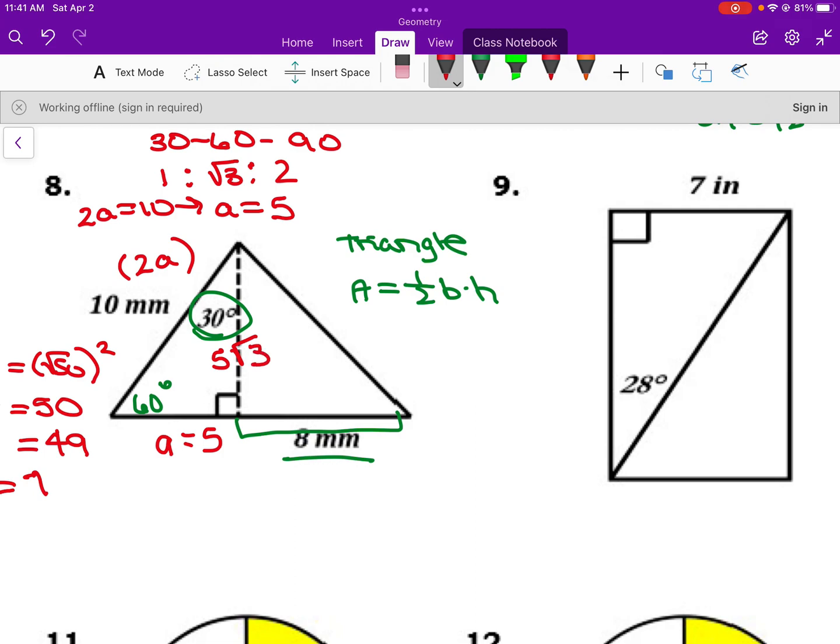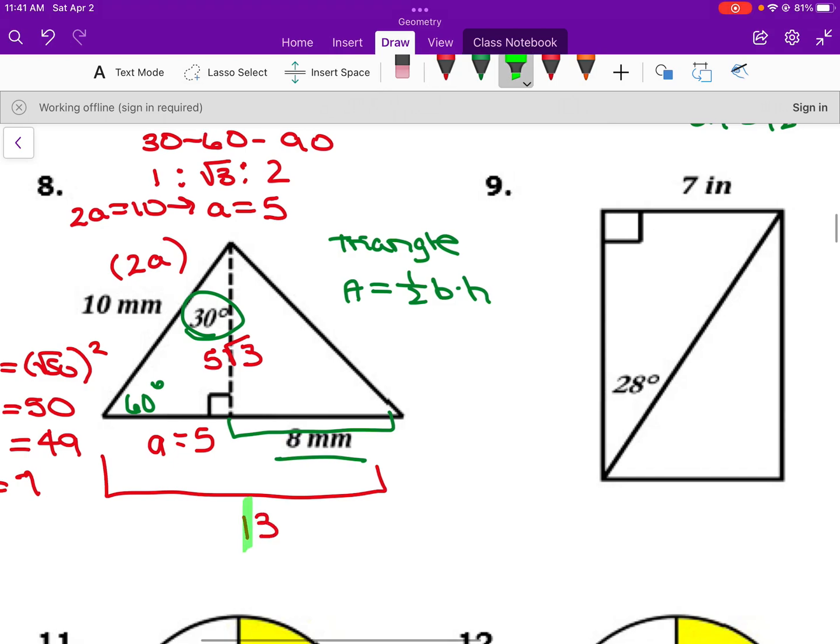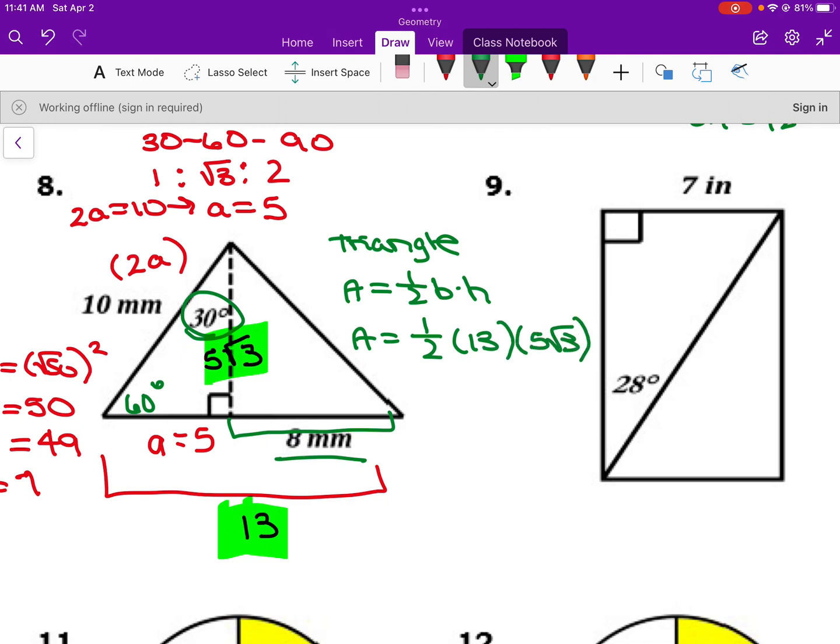So now I have my base and my height. Total base is 8, 9, 10, 11, 12, 13. Let's highlight these. So my base is 13, height is 5 root 3. And so now I can plug these values into my formula. So 1/2 of 13 times 5 root 3. If we want to be precise with our answer, I actually have 65 root 3 over 2.